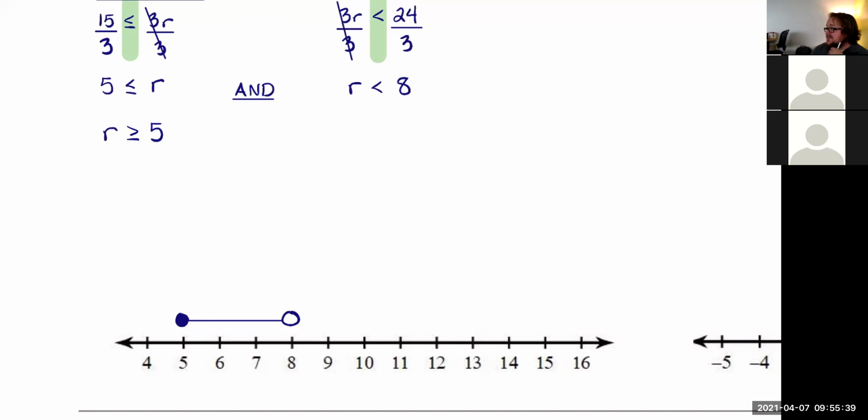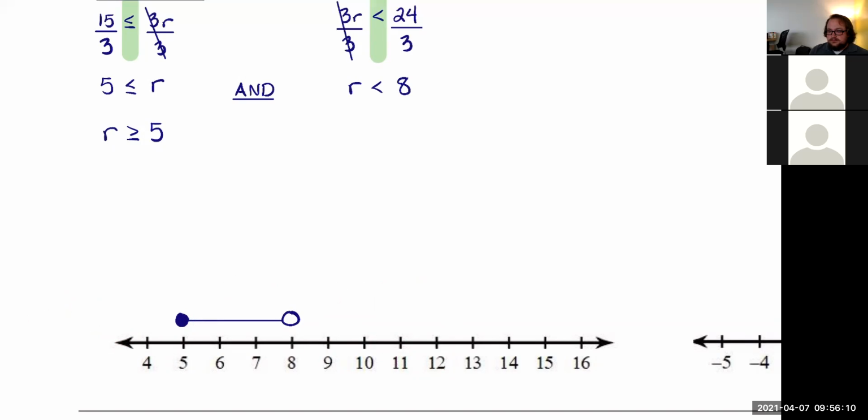But I can't go past 8. In fact, I'm not even including 8 because of this open circle. I can include 5, but I can't go past 5 because these numbers aren't greater than or equal to 5. These numbers aren't less than 8. Only this range works for both. Remember, "and" inequalities are very particular because the word "and" is very particular.